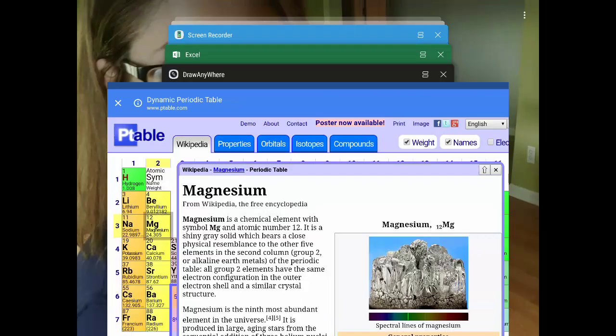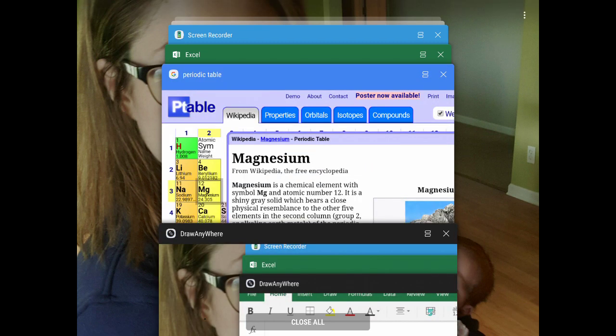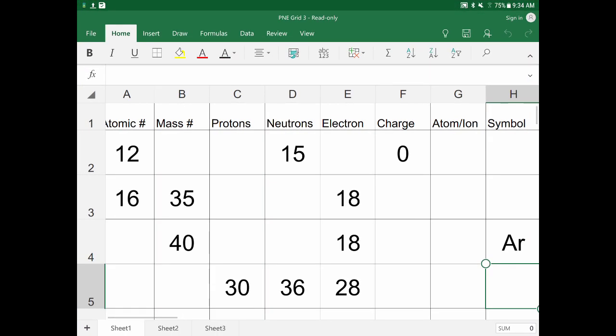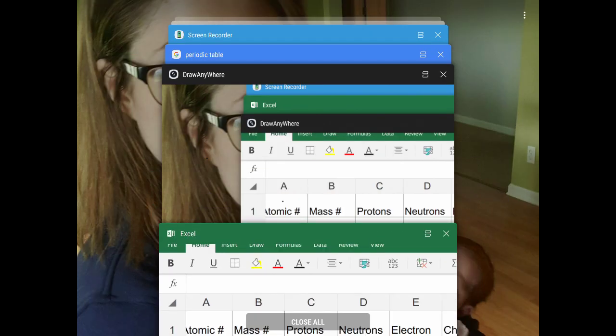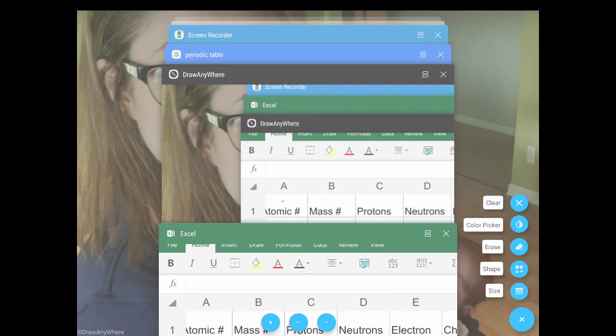So we're going to go back to our P&E grid. Whoops. Hold on. Excel. There we go. Oh, this is complicated. All right, we're going to try this a different way.